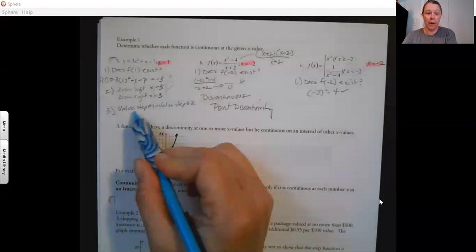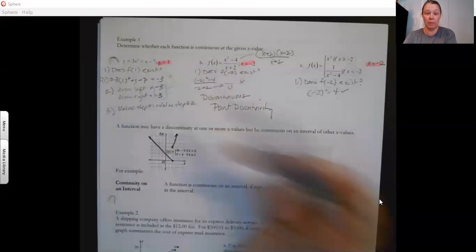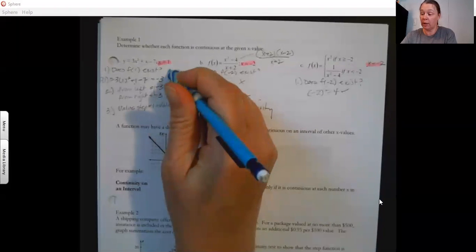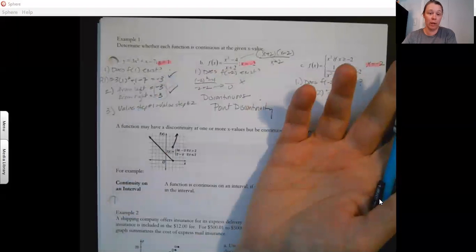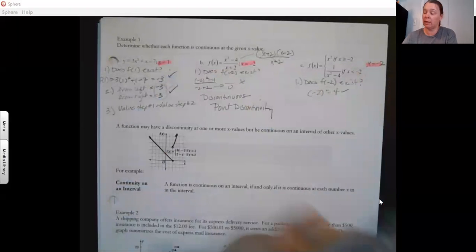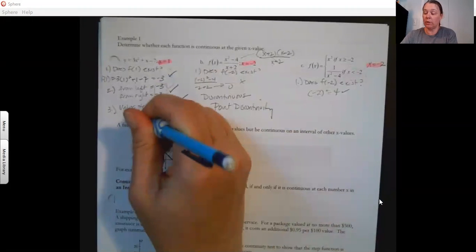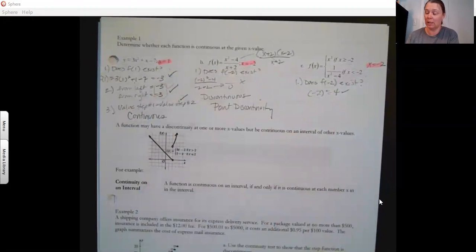Now, step 3 of my continuity test is that the value from step 1 has to equal the value from step 2. And those values are equal, so it's met all 3 criteria. It existed, the left and right. We're going to call those limits from the left and the right as we move forward this semester. And then those values are equal, so this is a continuous function. And you might have been thinking all along, it's a parabola. I knew it was continuous. Okay, but here's how we could verify that it's continuous.